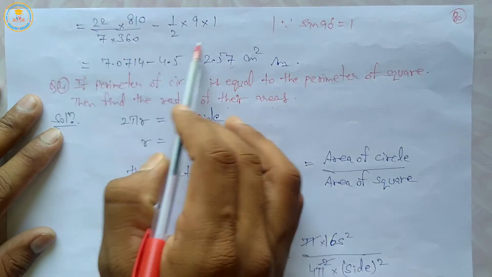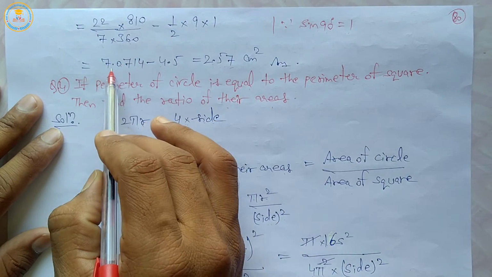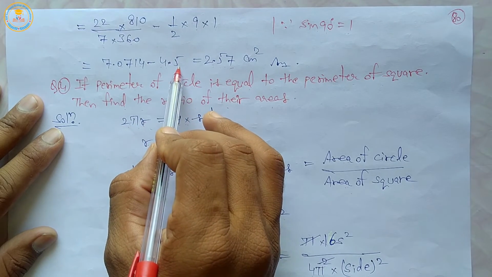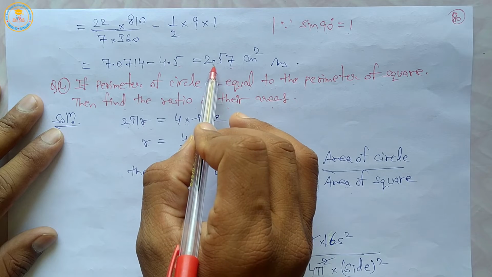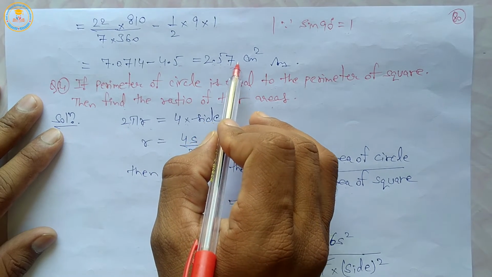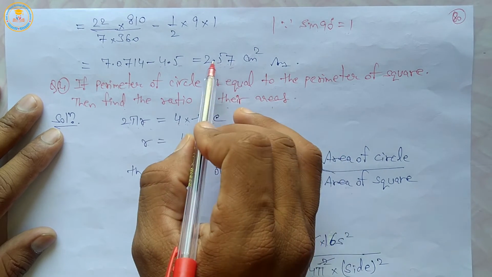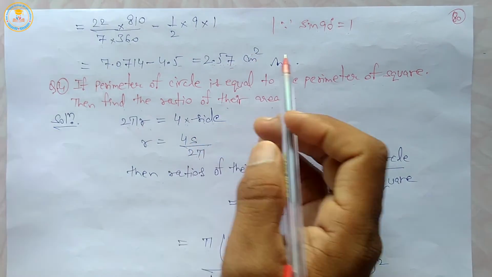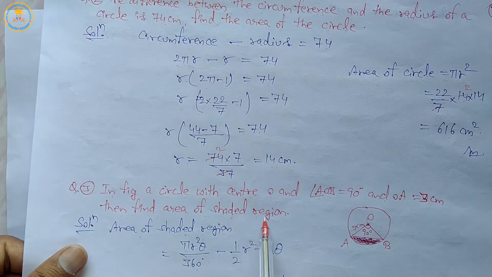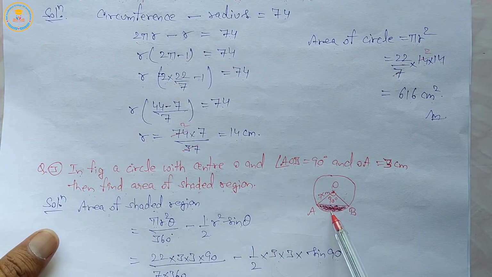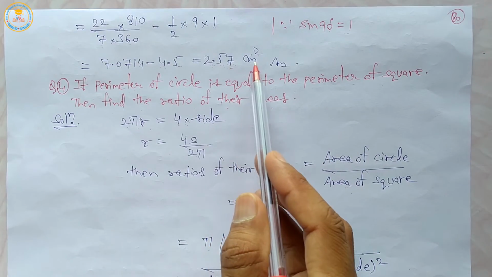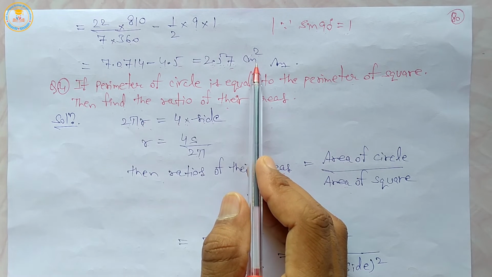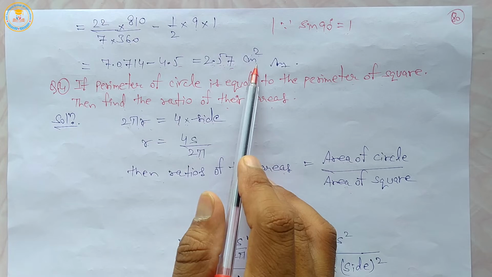Calculate that part. It means we get 7.0714 minus 4.5. So we get the answer 2.57 centimeter square. It means the area of the shaded region is 2.57 centimeter square. Okay. Next part.